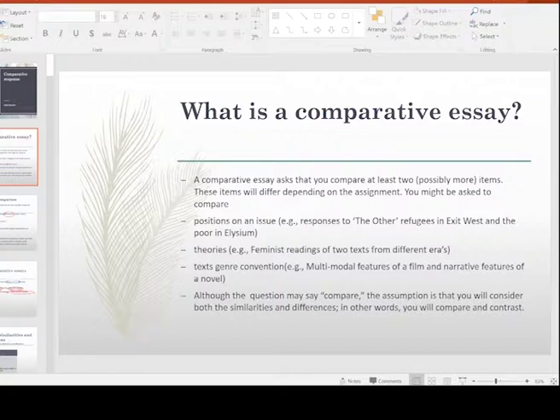Although the question says compare, the assumption is that you'll compare and contrast. So the assumption is that you'll look at both texts and look at how they're similar and how they're the same.